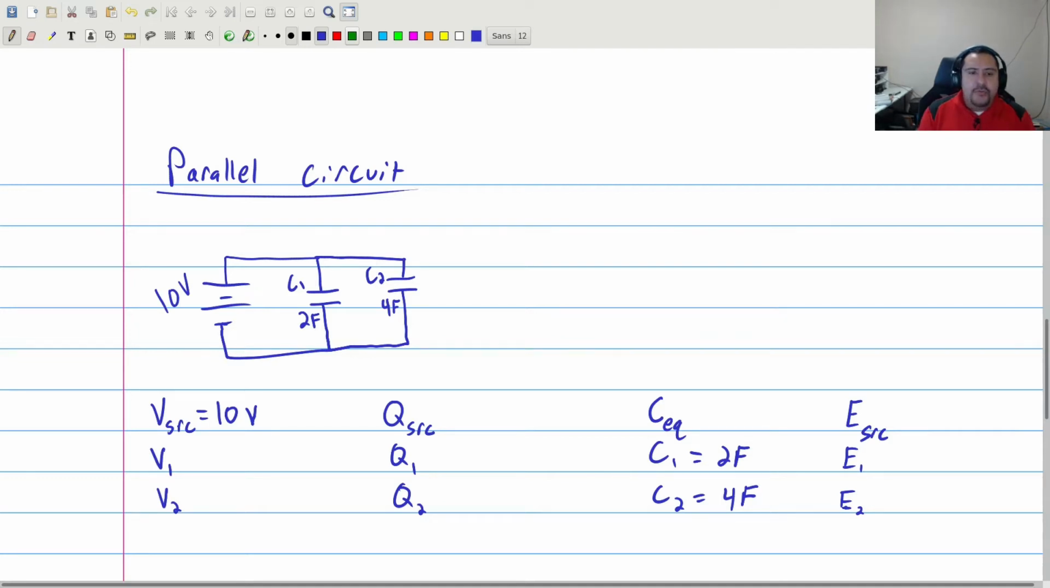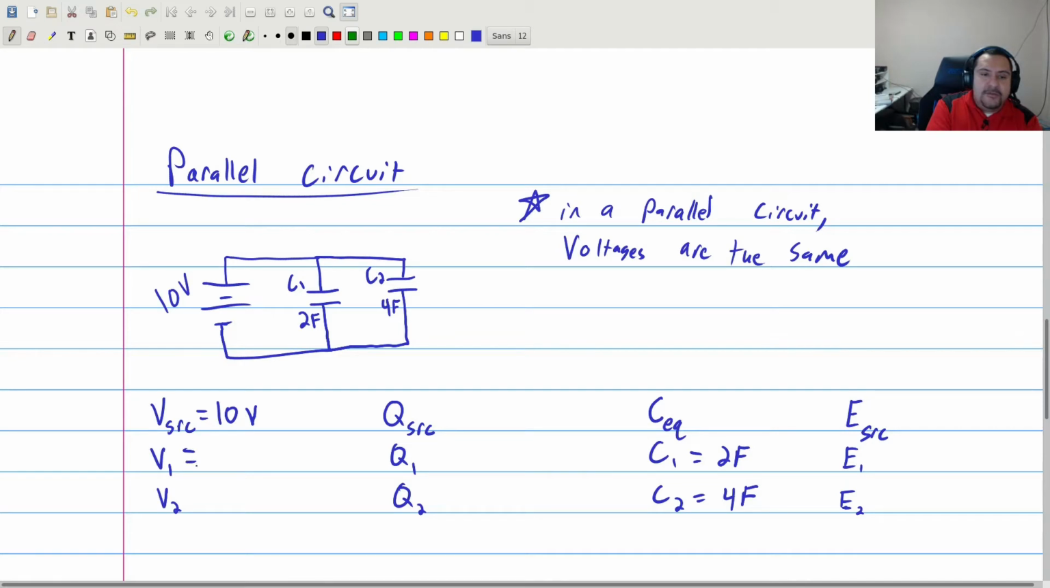Okay, so there's something we might know about parallel circuits. You might remember this from Physics 1. In a parallel circuit, voltages are the same. So we can immediately tell in this circuit, since it's a parallel circuit, we know what V1 and V2 are going to be. V1 is going to be 10 volts, and V2 is going to be 10 volts.